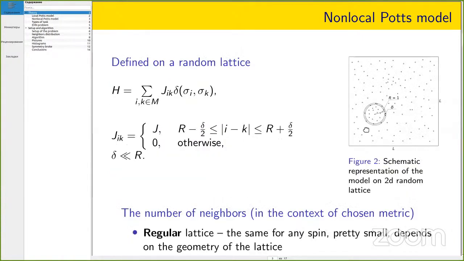Now let's go to our model. The first difference that we introduce is the random lattice, the sites distributed randomly over the area. And here the interaction occurs not only between the closest neighbors, but within particles lying at some distance apart. So we choose distance 1, and also we have some width of interaction delta, and we see that between these interacting particles, there are some particles which do not interact with them.